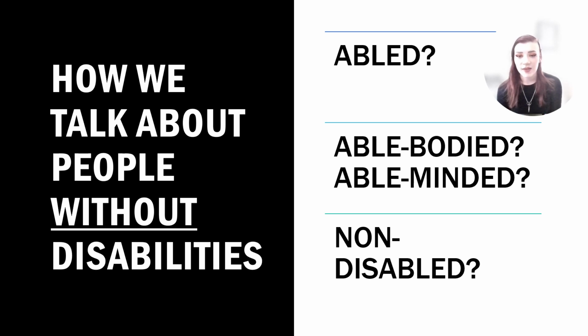The reason for this, instead of saying able-bodied or able-minded or abled, is that non-disabled kind of centers disability again in the concept or the conversation. Using that non-disabled label, we're saying this is a person who is not disabled, not someone who is able-bodied, someone who has something that disabled people don't. This is someone who is just not a part of the disabled community, someone who doesn't have a disability.